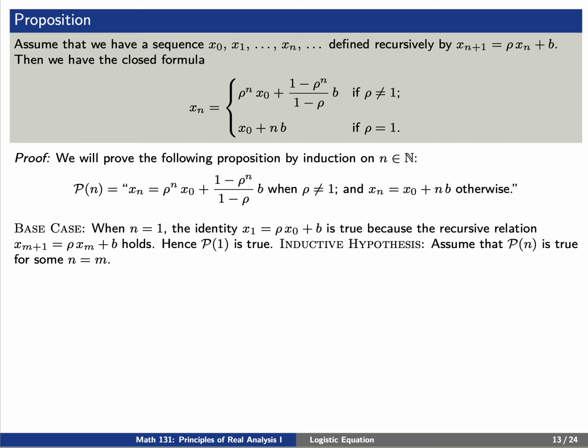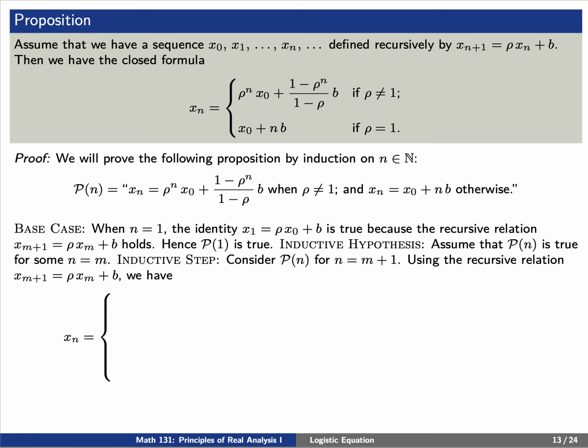We can now state our inductive hypothesis, assuming that this statement p sub n is true for some integer m. Let's consider now our inductive step. So what happens when n is m plus 1? Using our recursive formula, we now see that x sub m plus 1 we can express in terms of rho times x sub m plus b, and we'll simply use our inductive hypothesis.